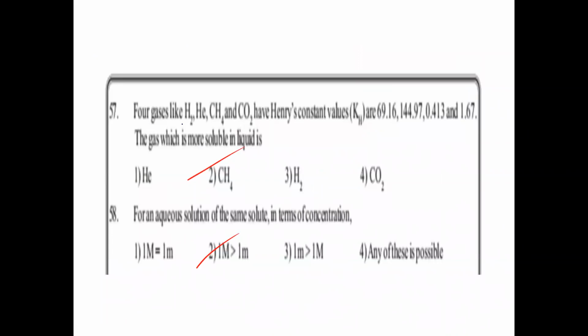Next one, 4 gases like H2, helium, methane, CO2. Henry's law constants are given here. So now what they asked here: which is more soluble? Which is more soluble means here the third one. Third one is 1, 2, 3. So the third one is less here. CH4 has the least KH value. When Henry's law constant is less, the solubility will be more. More soluble means less KH value.